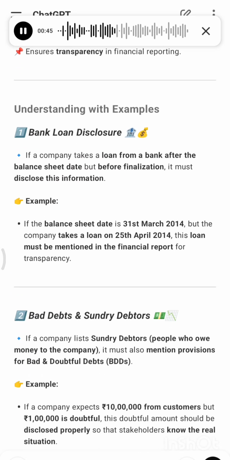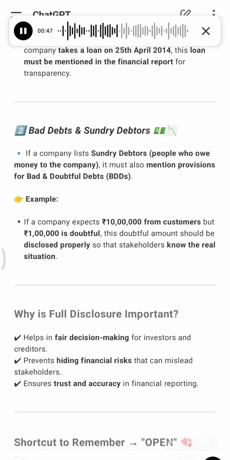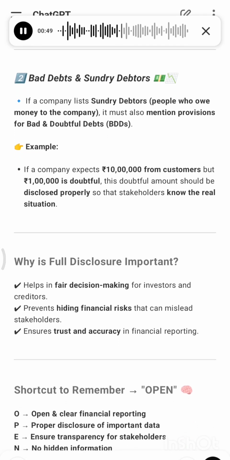Bad debts and sundry debtors. If a company lists sundry debtors, people who owe money to the company, it must also mention provisions for bad and doubtful debts, BDDs. Example: if a company expects $10,000 from customers, but $1,000 is doubtful, this doubtful amount should be disclosed properly so that stakeholders know the real situation.